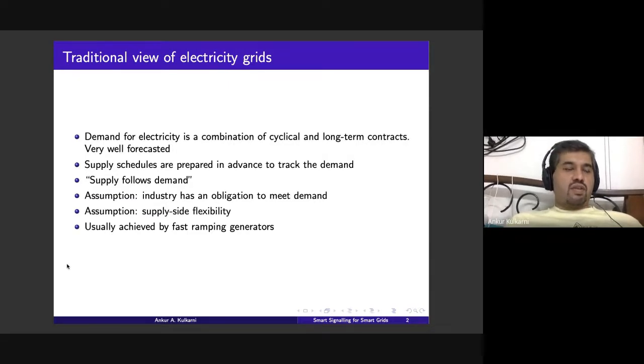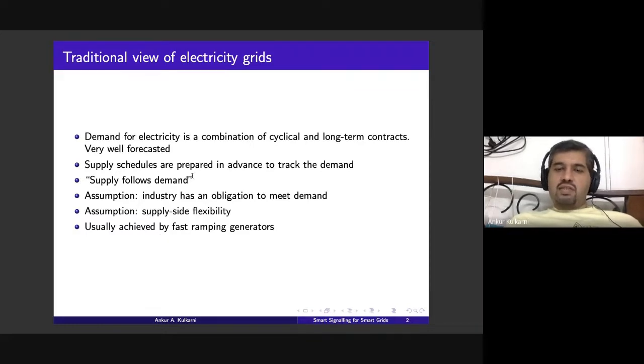Here's the traditional view of electricity grids. The traditional view is that the demand for electricity is a combination of cyclical patterns and long-term contracts. This is true even today, more or less. The demand that you see in the electricity grid has a fairly well forecastable pattern. It comprises some consumption that has been factored in through long-term contracts, and some consumption which is not in the contracts but has a cyclical pattern that's very easy to forecast.